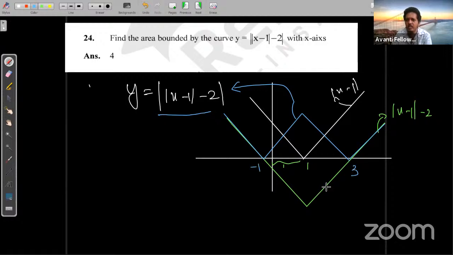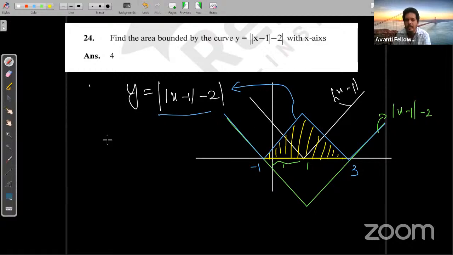Now what is being asked? Find the area bounded by this curve as well as the x-axis. So what should our area be? This yellow part should be our area. Do you agree or not? Area bounded by this curve and the x-axis.